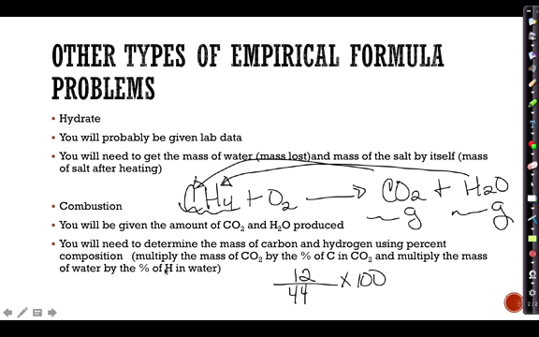So that is, if you have a combustion problem, you're going to have to go from your carbon dioxide to grams of carbon, and then from your water to grams of H, and then at that point you can just simply get your number of moles, divide by small, multiply till whole. And I have an example of this in another video under, I believe, Unit 2, if you have forgotten it.